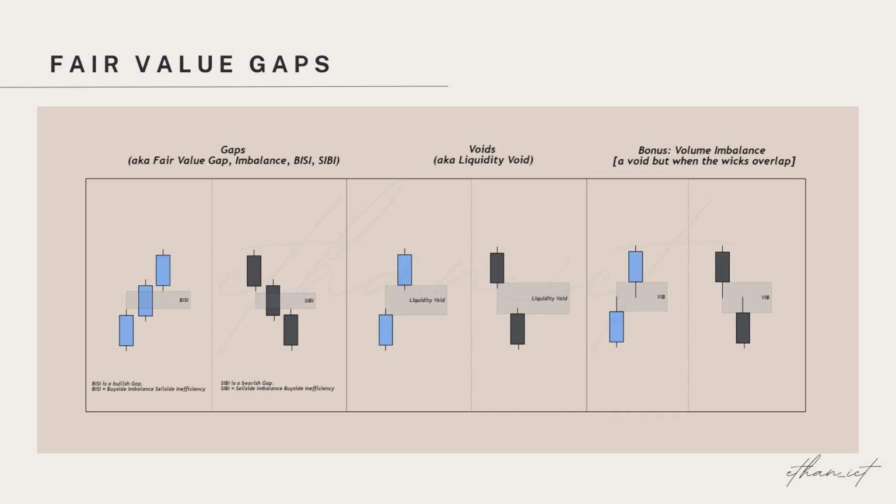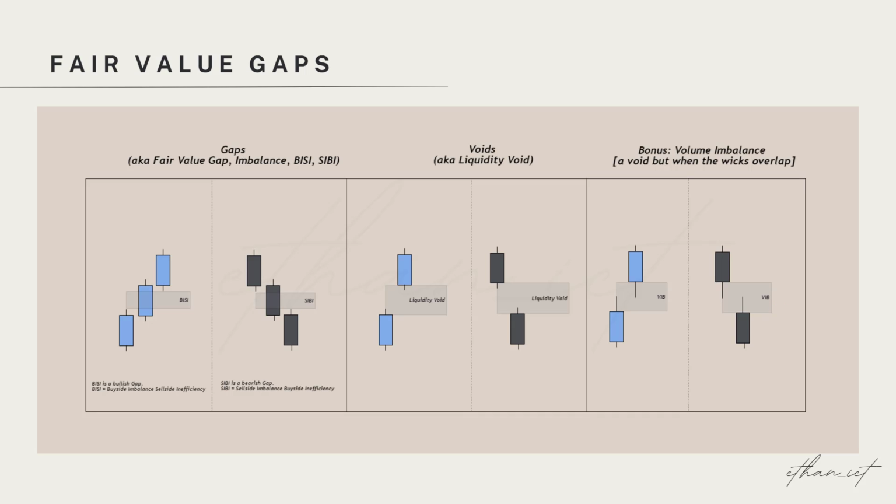Last but not least, we have volume imbalances. These are also literal gaps between candles, but their wicks are meeting in this case. So here you have candle number 1's close, candle number 2's open, there's a gap between them, but the wicks are meeting each other, so this would be a volume imbalance. Here, a bearish version where the close of this first candle does not meet the open of this second candle, and the wicks are meeting each other, so that would make this a volume imbalance.